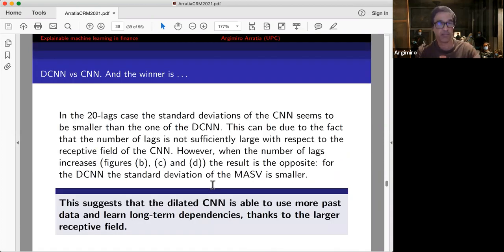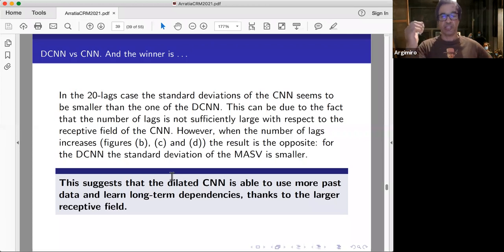So in conclusion, here I summarize, the winner is the DCNN. Actually in the 20 lag case, the standard deviation of the CNN seems to be smaller, but this can be due to the fact that the number of lags is not sufficiently large with respect to the receptive field. Remember we have a large receptive field, so to exploit the DCNN, we have to exploit the long memory attribution. So when we extend the number of lags, the result is the opposite. For the DCNN, the standard deviation of the mean absolute Shapley value is smaller.